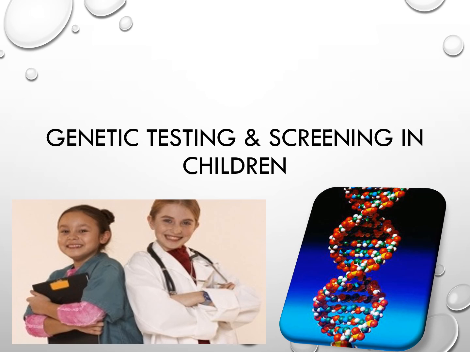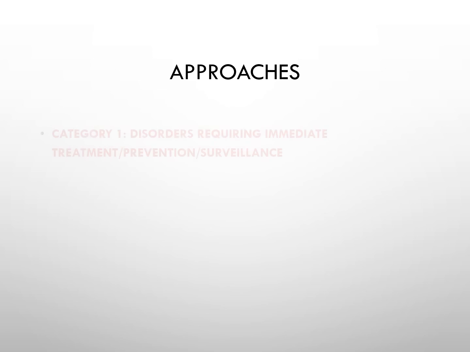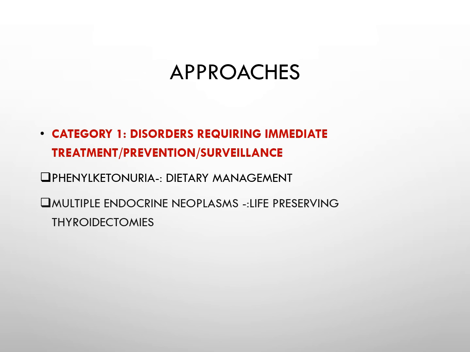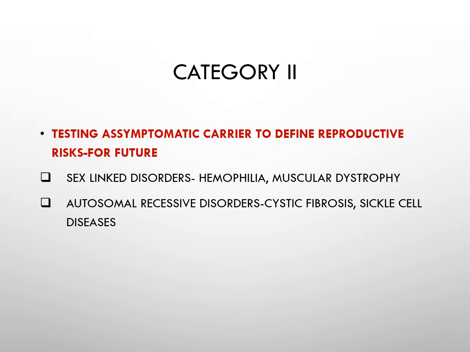Again, let's see what genetic testing and screening can be used in children. The main approaches are: category 1, disorders requiring immediate treatment or prevention or surveillance. That is phenylketonuria. As we already said, dietary management can be done. And again, multiple endocrine neoplasia, so life-preserving thyroidectomies can be done.